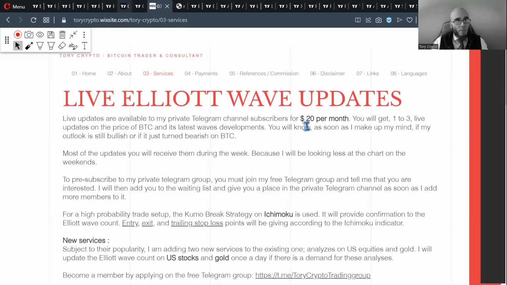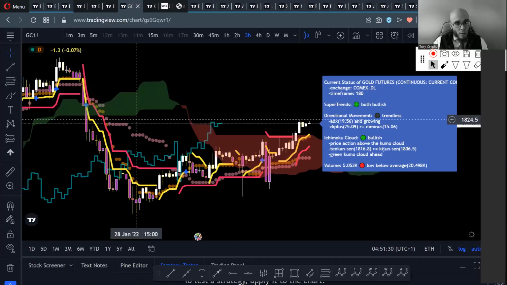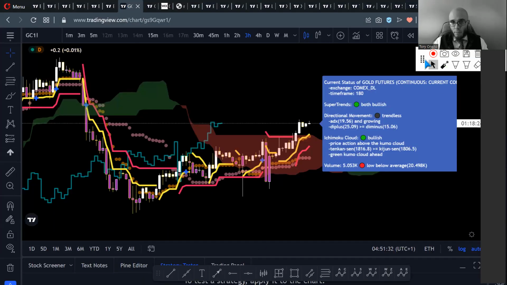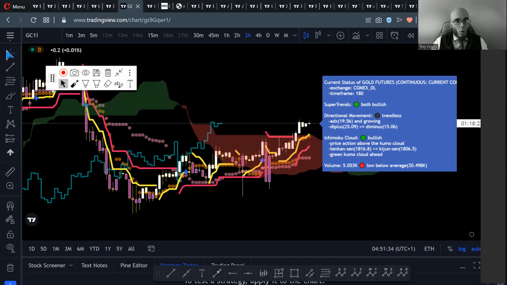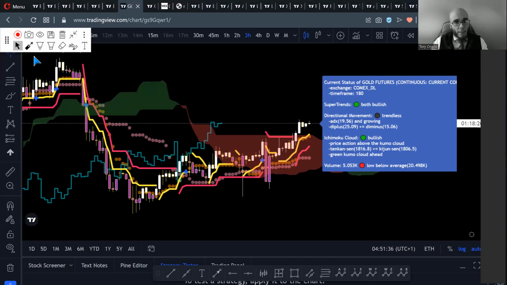Now, that being said, I want to take a look, as I told you, at gold. So here we have the gold chart, the Ichimoku gold chart, and we will see what it's telling us. As you can see, we have a Kumo break. So we broke above the cloud on this candle.